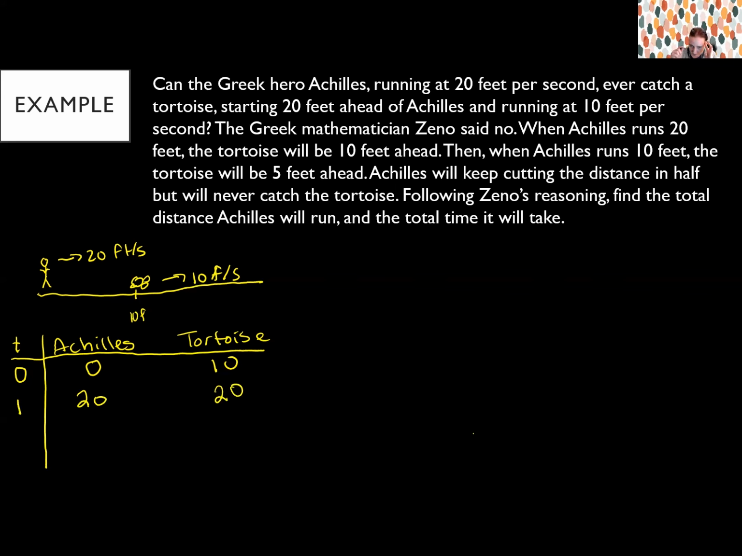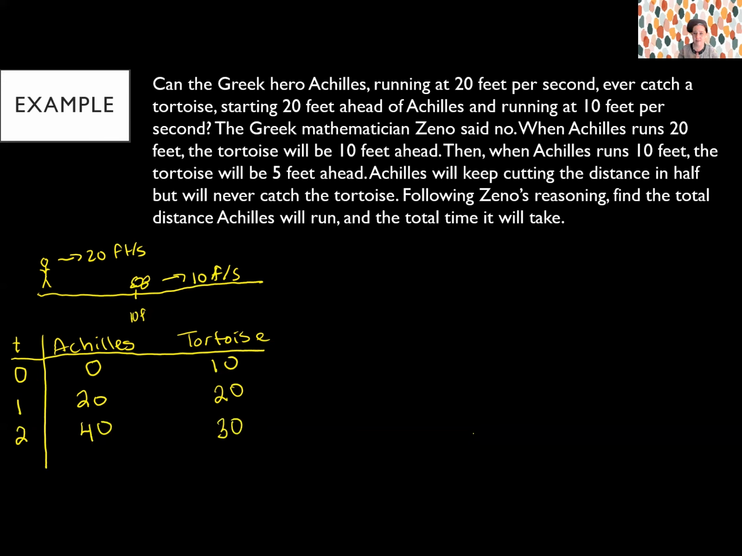But the way that Zeno is thinking about this is he's cutting it in half and half and half. So logically, you're thinking, okay, 20 feet per second. So now Achilles has gone 40 feet, and the tortoise has moved another 10 feet, so he should be at 30. You look at this and you think, okay, Achilles should catch up to the tortoise, and then he should exceed the tortoise.